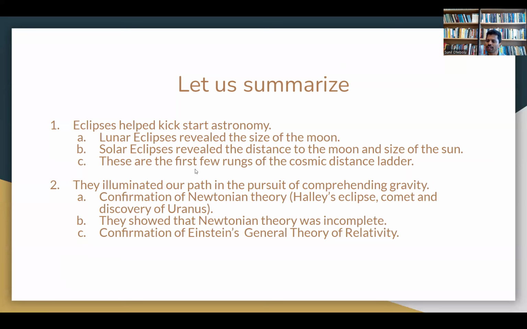And these were just a few rungs of the cosmic distance ladder. The cosmic distance ladder is a sequence of computations that you do, which build on top of one another, okay? Going to the higher rungs. The first few rungs are distances to our neighbors, like the moon, the sun, and then from there, the planets, the nearby stars, then distant stars, and so on. Distances to galaxies, and so on. So if you didn't know the distance to the sun and the moon, you would get stuck at step number 1, right? So eclipses help kickstart astronomy by revealing those steps in the first few rungs of the cosmic distance ladder.